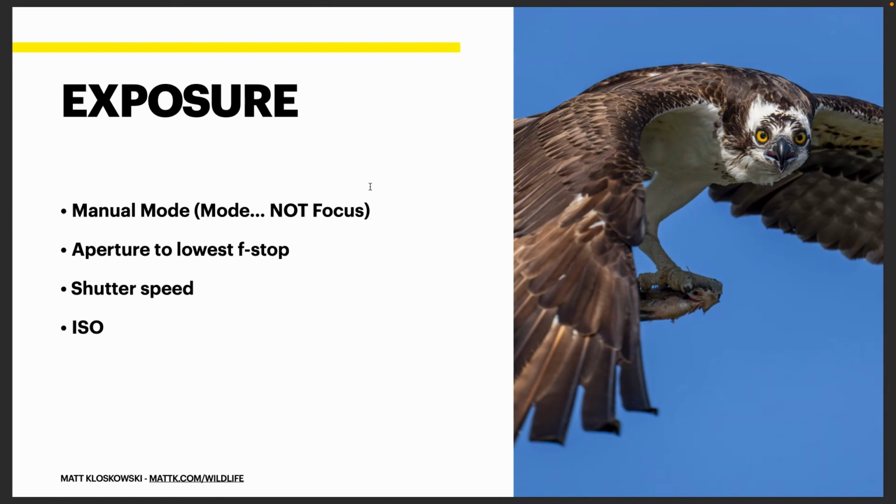So I'm going to be in manual exposure mode. I'm generally going to set my aperture to the lowest f-stop possible. And then people will always say, well, what if the wing's in focus and the eye's in focus?